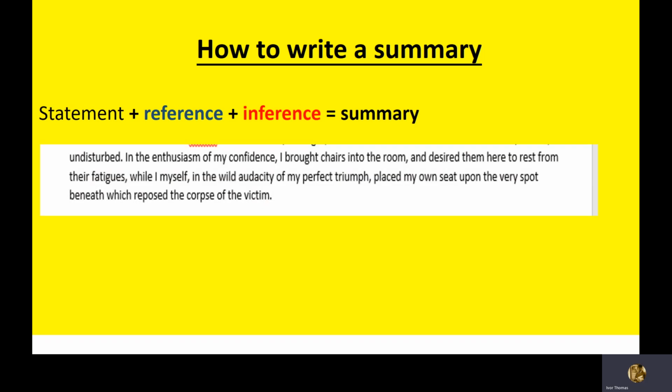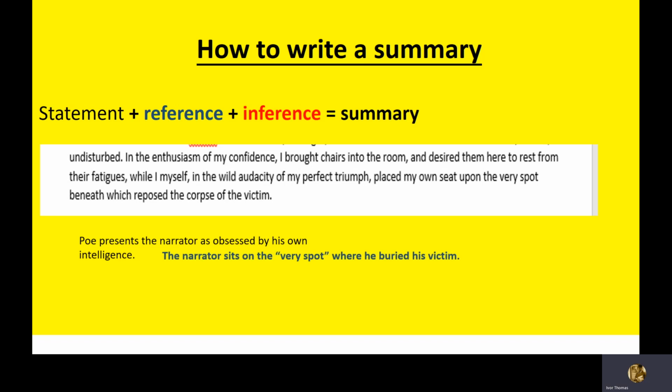So let's take this idea that he placed his own seat just above the grave where the man's buried under the floorboards. So my statement is, Poe presents the narrator as obsessed by his own intelligence. What's my reference? Well, it's up there in the quotation. Can you choose what my reference is going to be, showing that he's obsessed by his own intelligence? So we want words like victory, triumph, perfect, wild audacity, which means boldness.